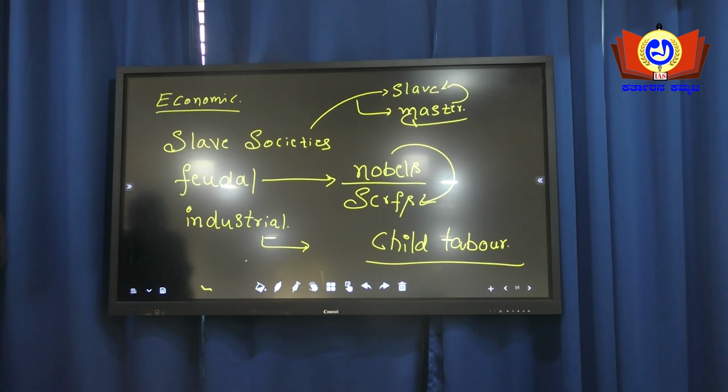Apart from the agricultural sector, the next sector which dominates child labor is the manufacturing sector. Like matchboxes, bangles, carpet making, child labor is very high. That is the second sector, and the third sector is the service sector. A bit less in service sector.